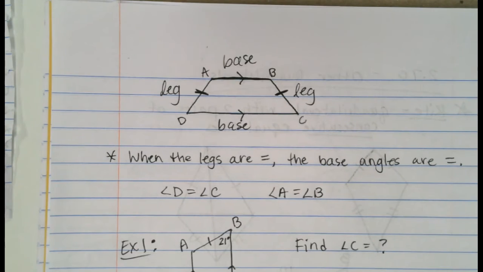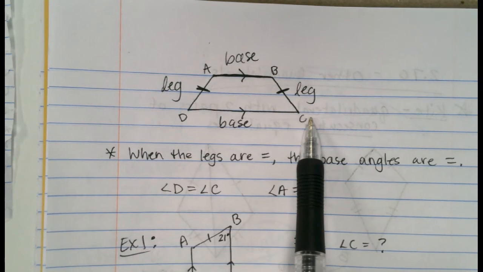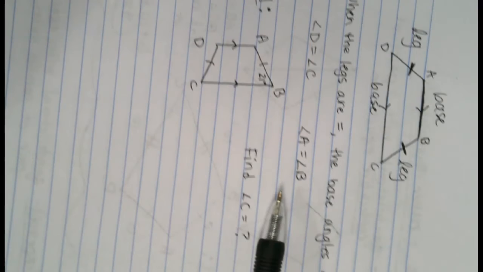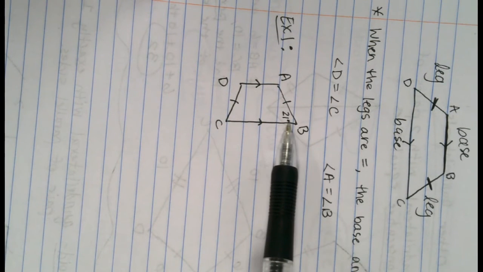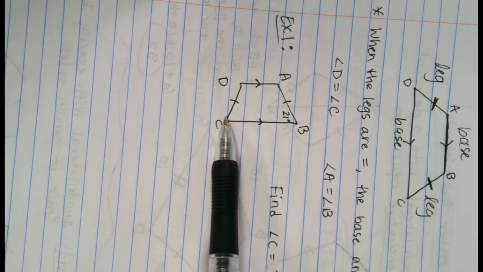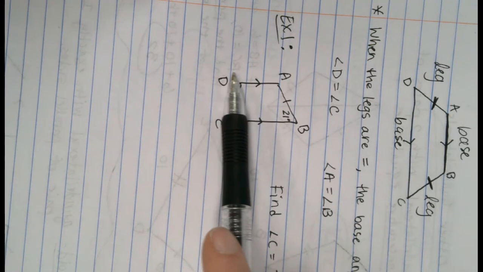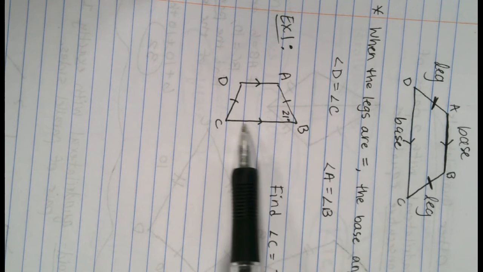All right, let's look at this one up here. We said the base angles are equal, D and C are equal, A and B are equal. Help me out now. This one is going to be equal to which one? No? The one along the same base. Okay, so here's my base. The bottom two are going to be equal, and the top two are going to be equal. Y'all see that? Bottom two are equal, top two are equal.